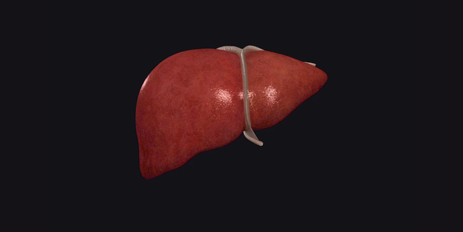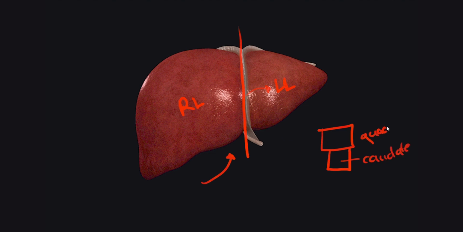Okay, so basically, if you look at a typical liver, you can see that it's divided anatomically into two parts. This is the division, which divides it into the left lobe and the right lobe. The right lobe is much bigger than the left lobe. And inferiorly, if you look at it from behind, you can see that there is a quadrate lobe, and inferiorly to the quadrate lobe, we have the caudate lobe. So the quadrate and the caudate lobe.